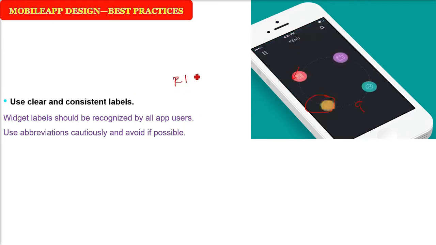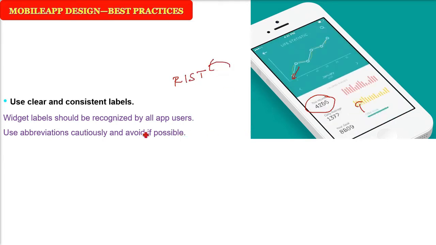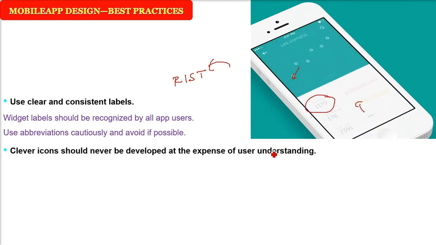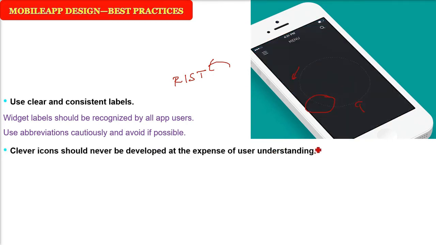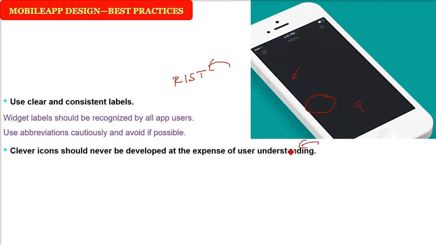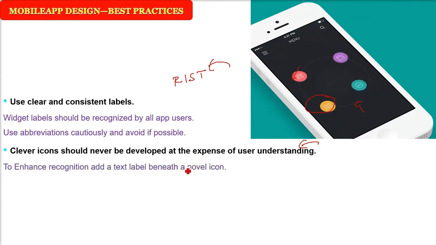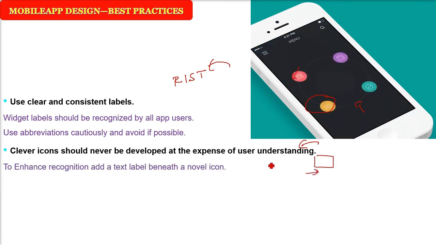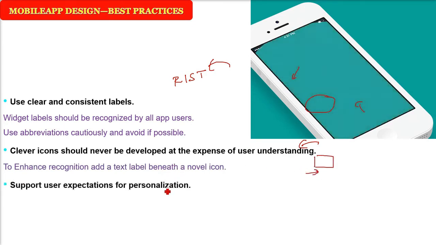Let me write just a random one, RIST. You are aware as a developer. How about the actual user? Sometimes you want to be clever. We do it at the expense of user understanding. The user is naive. He is a novice. He wants everything to be very easy. So to enhance recognition, try to give a label beneath any icon which is not understood, a novel icon.